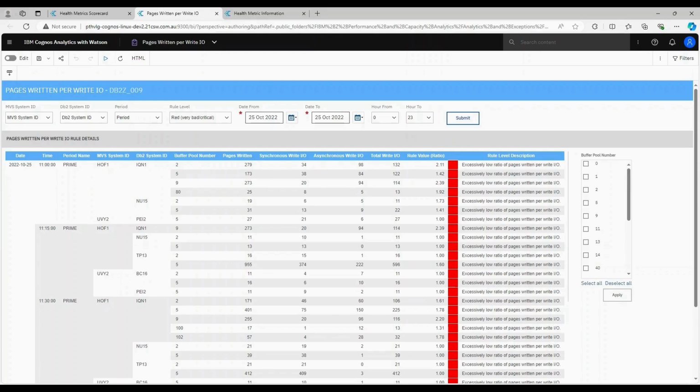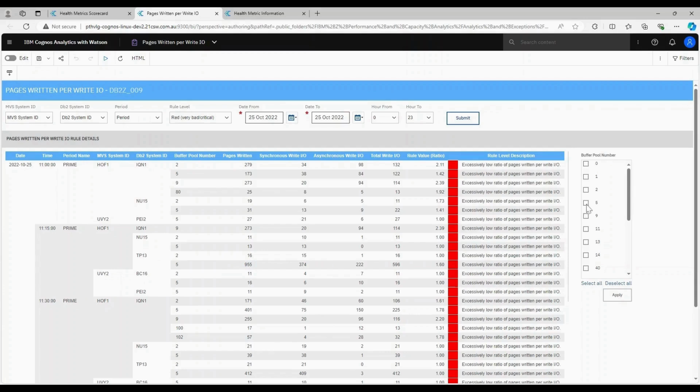The columns to the left show the key fields that identify when and where the issue occurred, while the columns to the right show values relevant to the problem. Each row represents an interval where there was an excessively low pages written per write IO ratio. Here, we can see that buffer pool number 5 in DB2 system TP13 shows a low ratio alongside significant activity in the number of pages written. It would be interesting to see if this is a recurring issue.